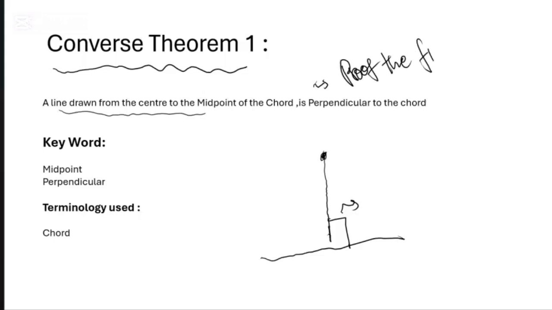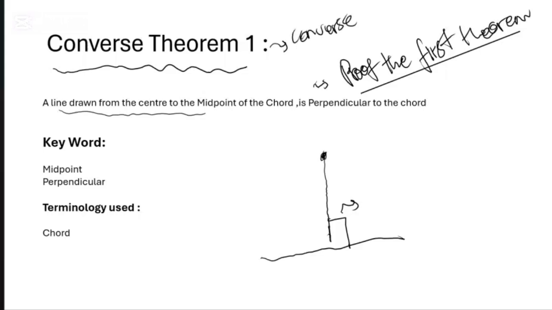Interesting. So basically, this is asking us to prove the first theorem. Right, this is asking us to prove the first theorem. And the first theorem was actually asking us to prove the converse theorem. Can you see it? So I need you to understand that.